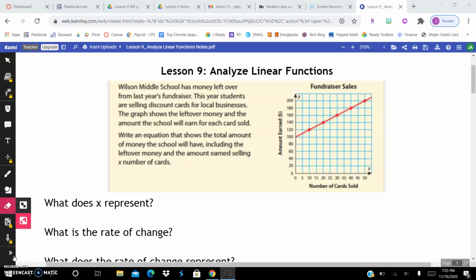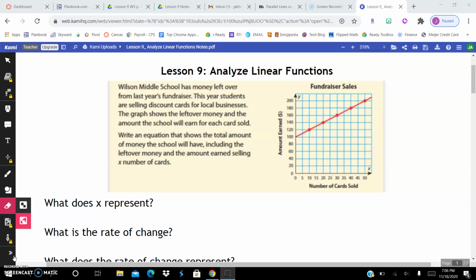For lesson 9, we are still going to be looking at linear functions. This time we're going to be analyzing them. So for our first example, it says Wilson Middle School has money left over from last year's fundraiser. This year, students are selling discount cards for local businesses. The graph shows the leftover money and the amount the school will earn for each card sold.